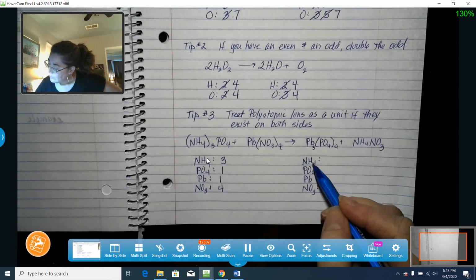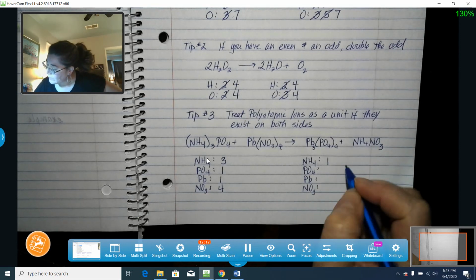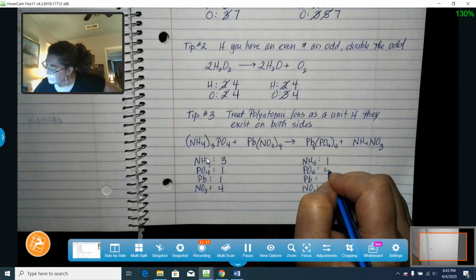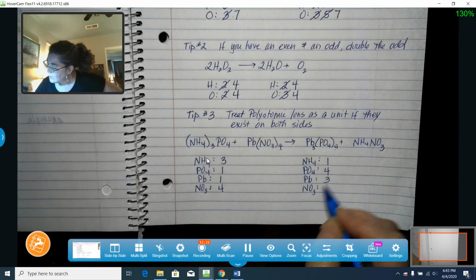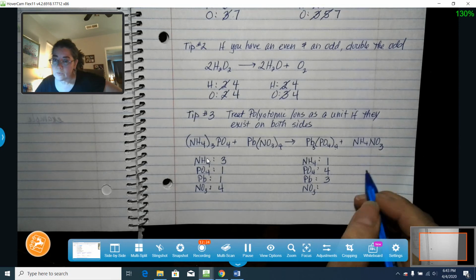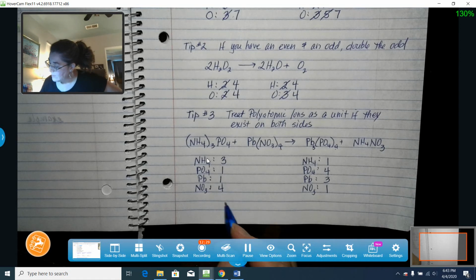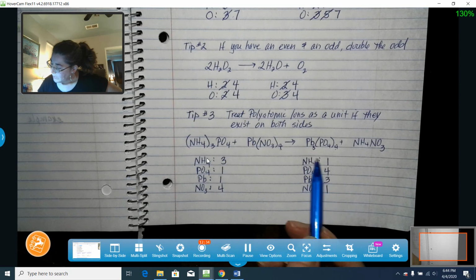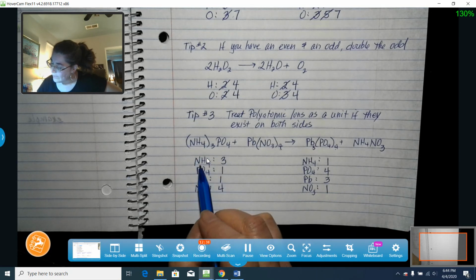Okay, and on this side, I have 1 NH4, 1 ammonium, and I have 4 phosphates, 4 PO4s. Okay, I have 3 leads, and I have 1 NO3, 1 nitrate. Okay, so taking inventory is done, and now let's start balancing. So everything was pretty complicated. I think I'm just going to start on the left-hand side here. I have 3 ammoniums.